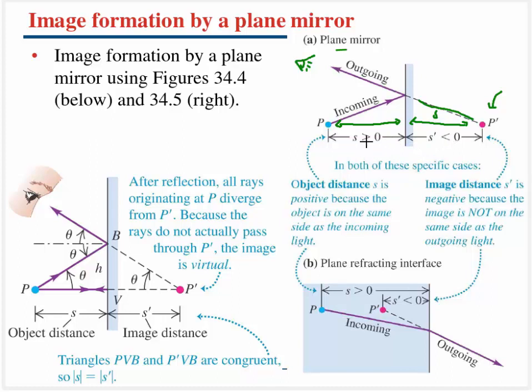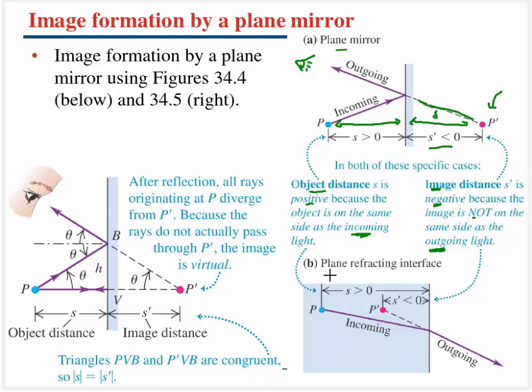And the question is, are these positive distances or are these negative distances? So the object distance is going to be positive if it's on the same side as the incoming light. The image distance is going to be negative here because it's not on the same side as the outgoing light. So image goes with outgoing and object goes with incoming. So this image distance here is going to be negative.